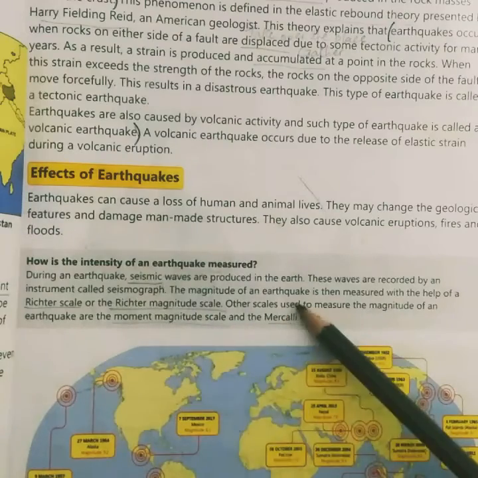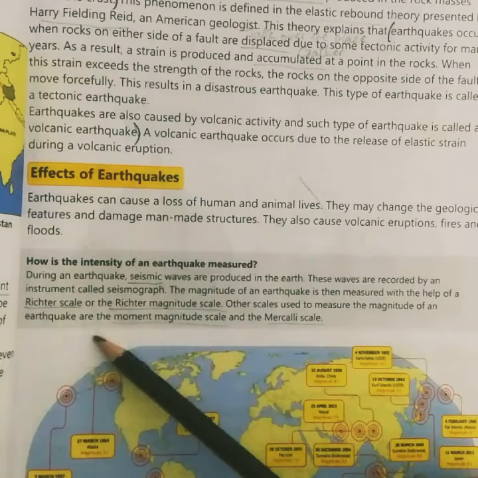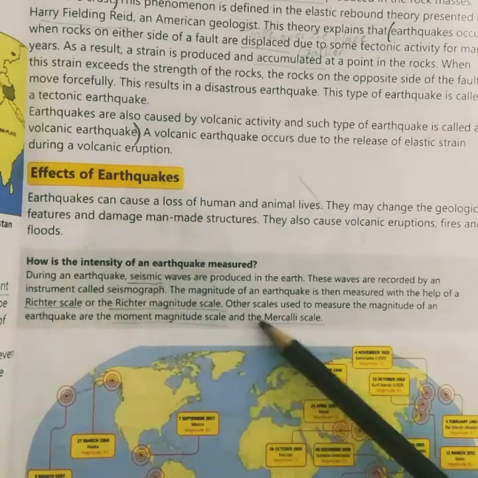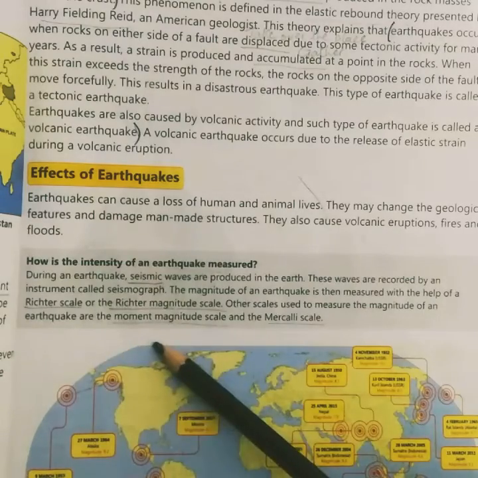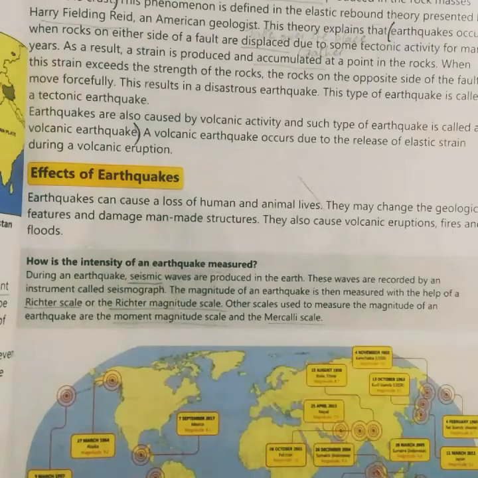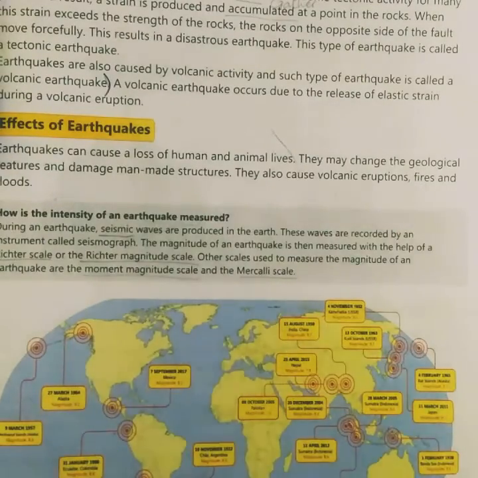The magnitude of an earthquake is then measured with the help of the Richter scale or Richter magnitude scale. Other scales used to measure the magnitude of an earthquake are the moment magnitude scale and the Mercalli scale. So these are the scales through which we can actually measure the magnitude, how much the magnitude is.